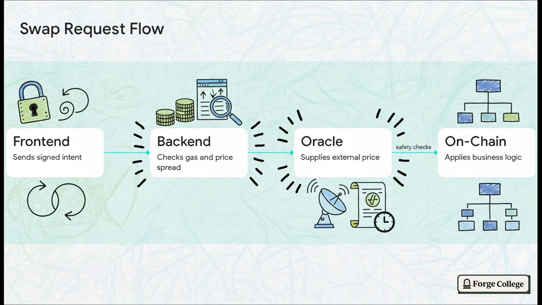First, the front end sends a signed intent. Next, the back-end router jumps in to check gas and price spread. Third, the Oracle adapter supplies the external price. And finally, the on-chain program applies the core business logic. Every single boundary on this journey requires its own unique set of safety checks. The front end has to verify signatures and idempotency, the back end has to check transaction consistency, and the Oracle adapter absolutely must verify cryptographic proofs and data freshness.